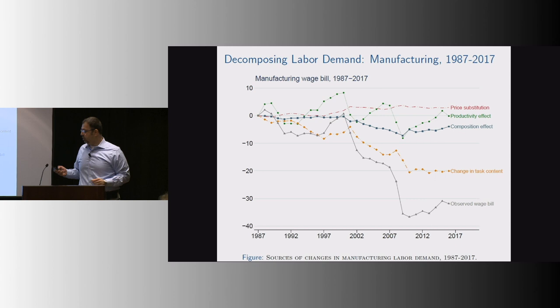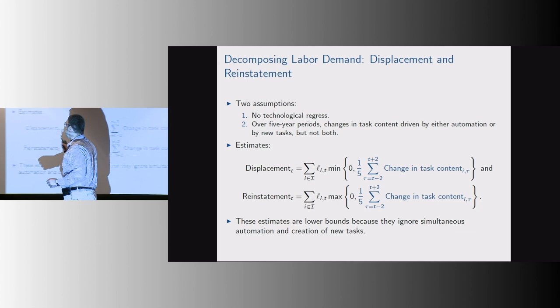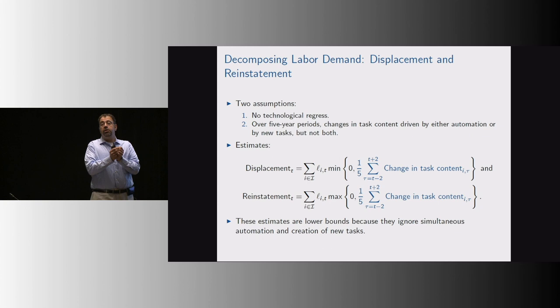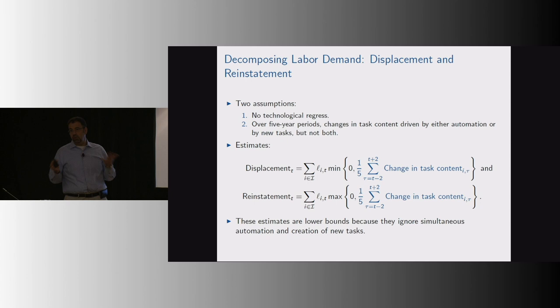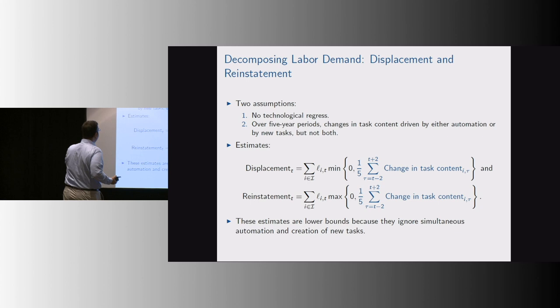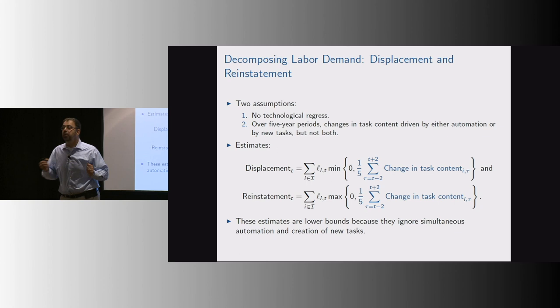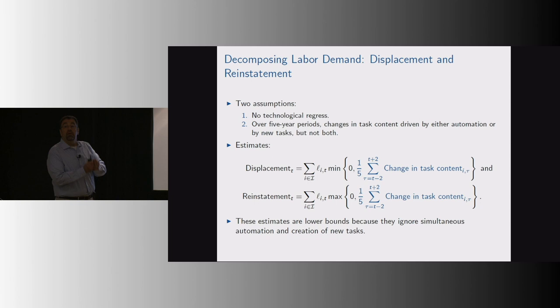How do we make sense of that change in task content? Well, one way of doing that is to decompose it further into displacement and reinstatement effects. Under the assumption that there is no technological regress and that a given industry is not doing both new tasks and automation at the same time, which is not a completely natural assumption, but it's not crazy either, we can decompose it into displacement and reinstatement effects. These are lower bounds, because if there is continuous automation and new task creation at the industry level at short frequencies, then our estimates would be an understatement of these.